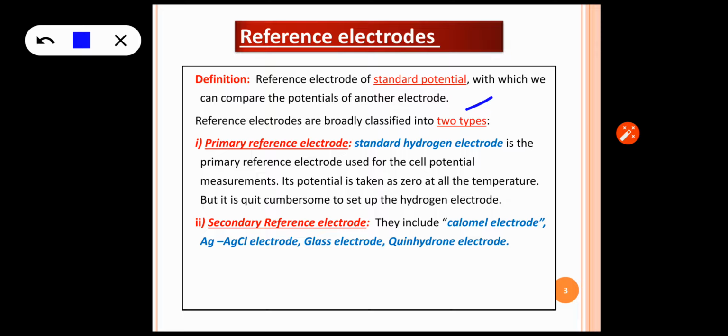There are two types of reference electrode. The first one is primary reference electrode and second one is secondary reference electrode. A standard hydrogen electrode is an example for primary reference electrode, whereas the calomel electrode is an example for the secondary reference electrode. So usually in the laboratory we make use of the calomel electrode as a reference electrode because it is very easy to set up and use.